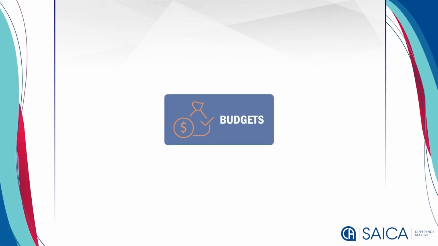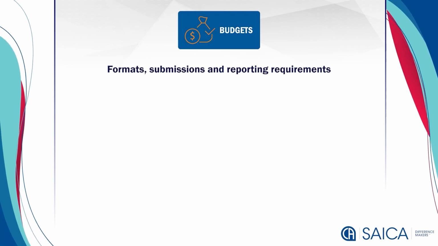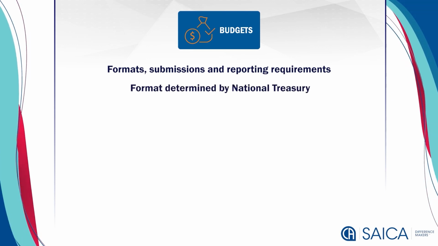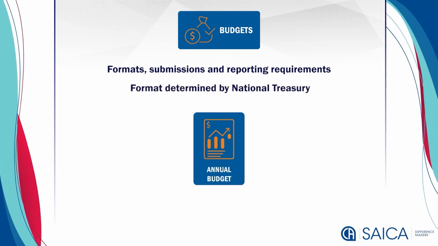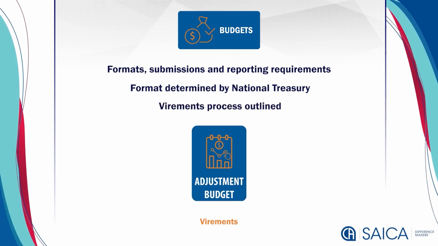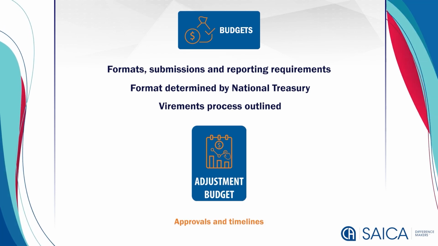Regulation 6 refers to budgeting and related matters. The budget requirements as well as formats and the reporting requirements as well as submissions are outlined. National Treasury determines the formats of annual budgets. The budget adjustment process, known as virements, provides specific instructions and approvals and timelines around this process.